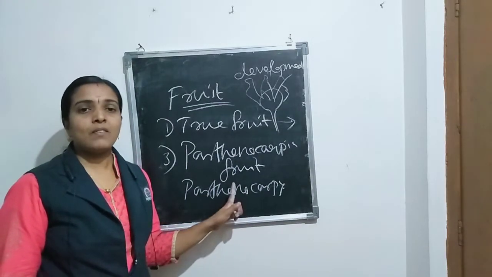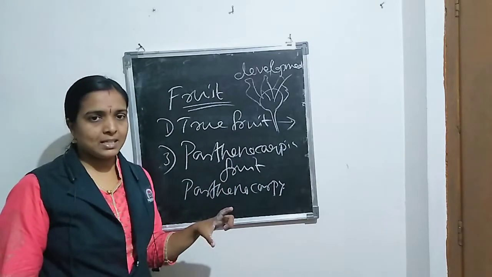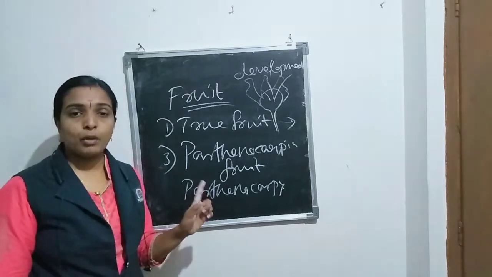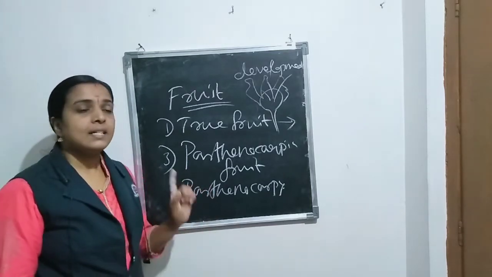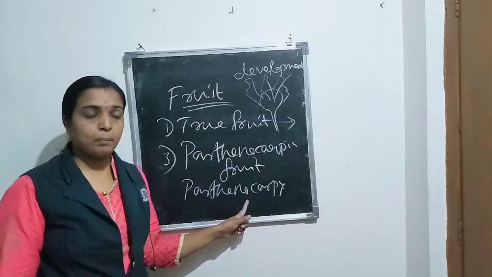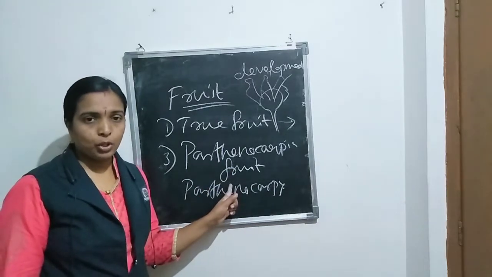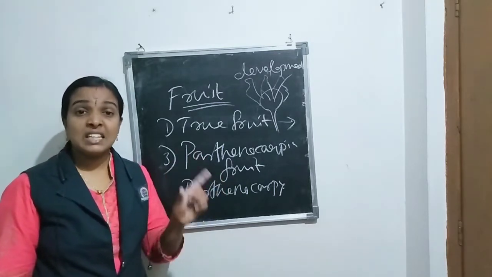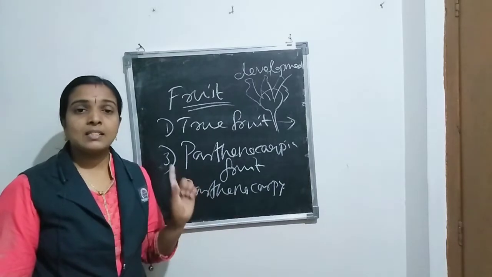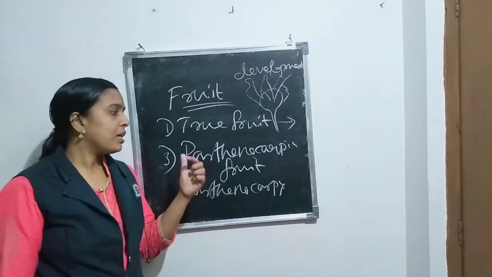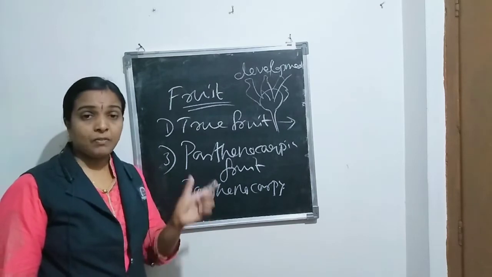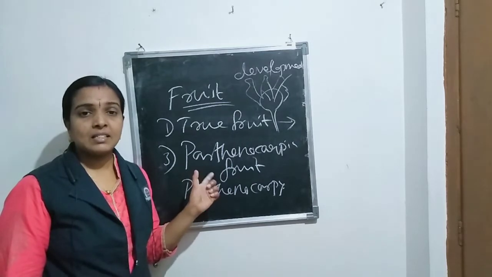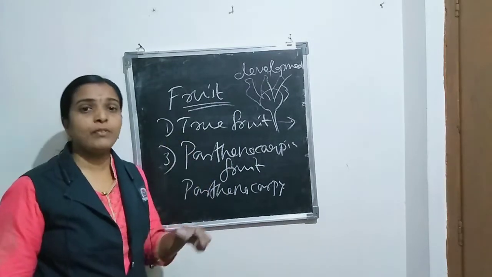Parthenocarpy means development of fruit without fertilization. Fertilization is absent, but fruit formation takes place in some plants. Such a process is known as parthenocarpy, and such fruits are called parthenocarpic fruit. The characteristic of such fruit is that they are seedless. There is no seed. That is the specific characteristic of parthenocarpic fruit. They are seedless and develop without fertilization.